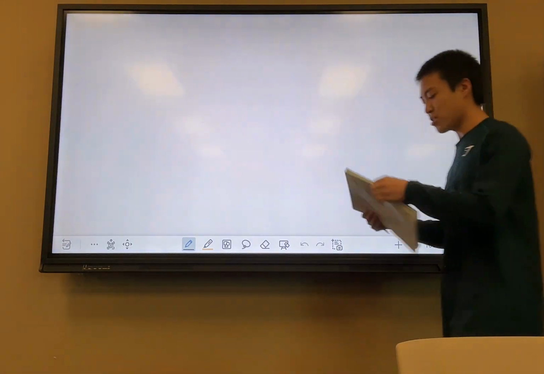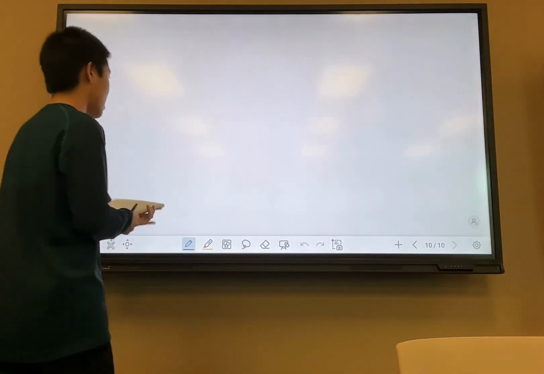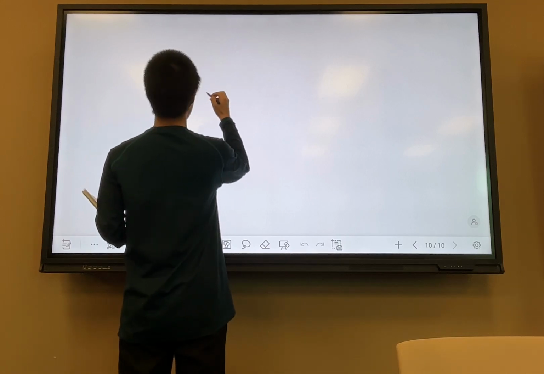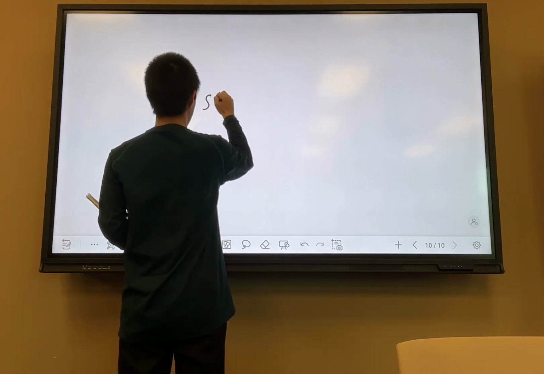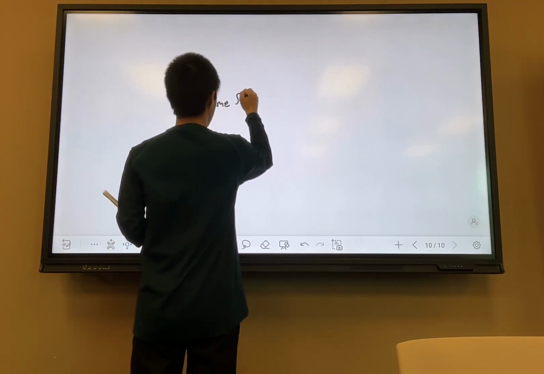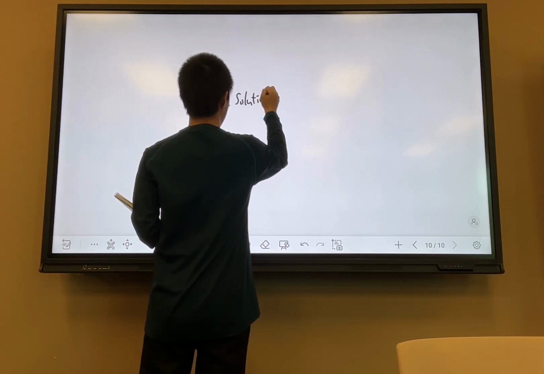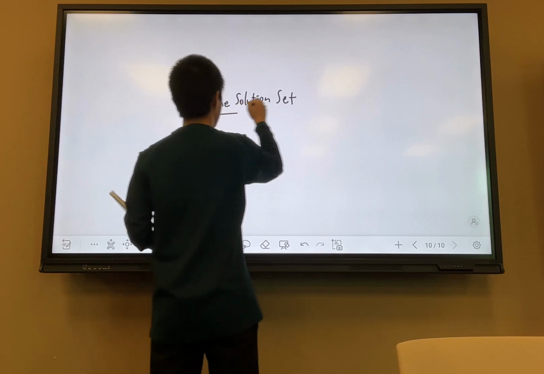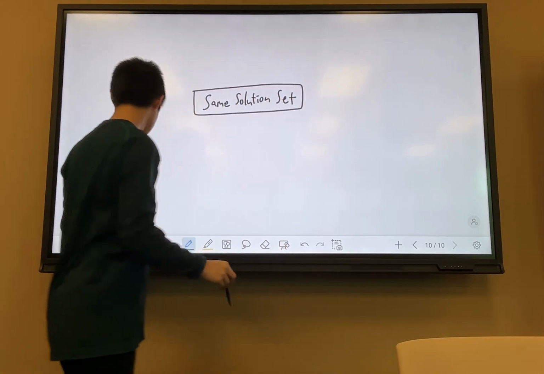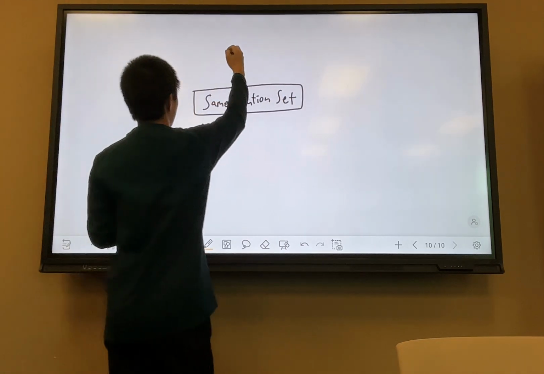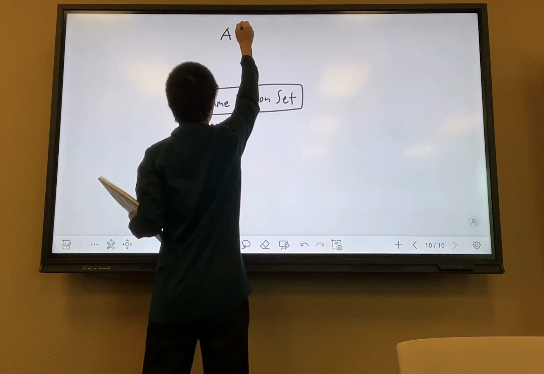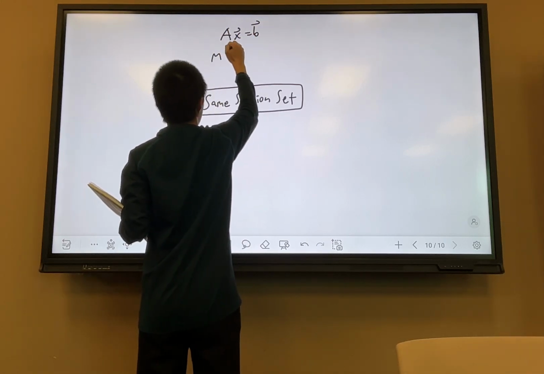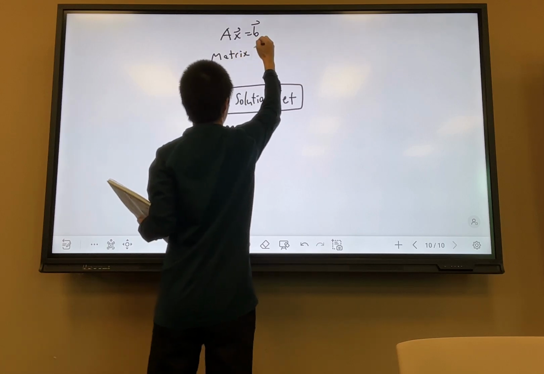So here's what I think is the more helpful way to think about this. In the center, they're all going to circle the same solution set. So I'll put that in the middle here. The same solution set. This is what they're all circling in the middle here. We're obviously talking about the matrix equation in this section, Ax is equal to b. So this is our matrix equation.